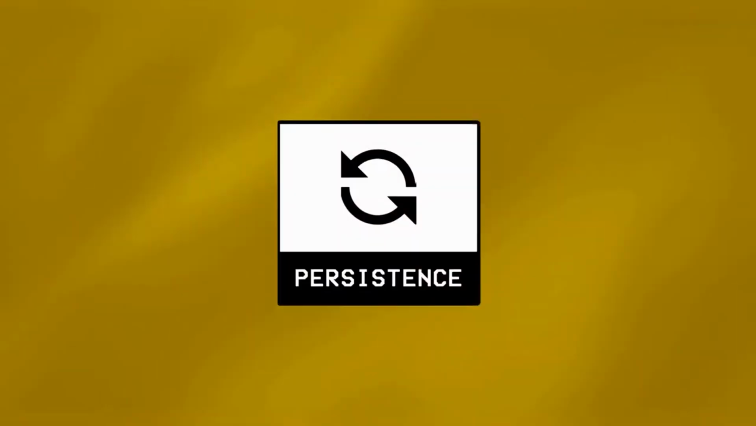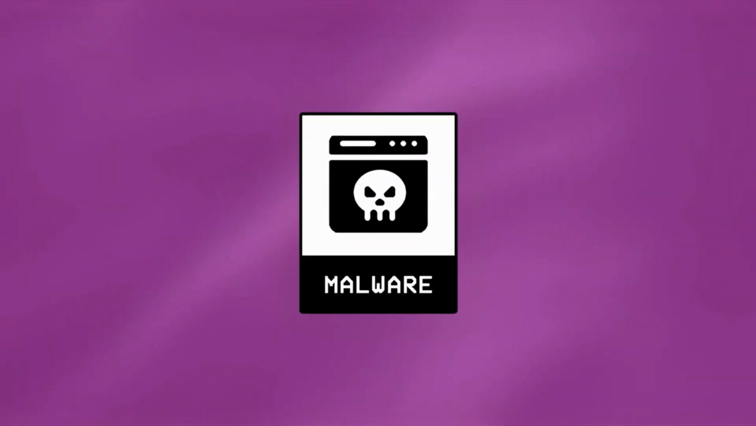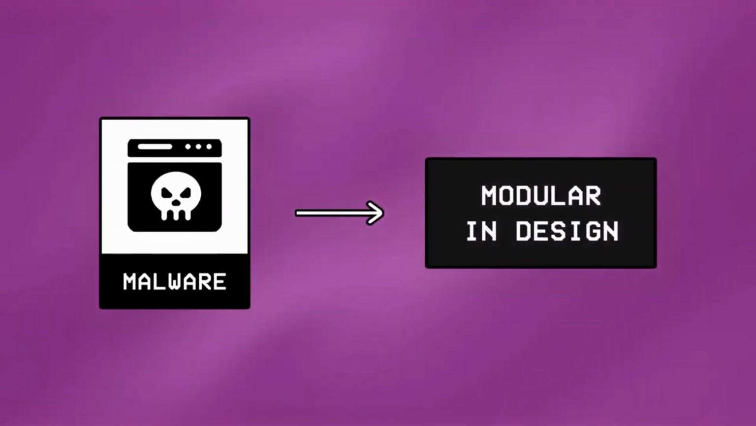Now while there are dozens of other techniques we're not gonna cover, the main purpose of adding persistence to a malware is either long-term control or espionage. Chapter number 4, making a malware modular. Speaking of long-term control, you should also know that hackers often make their malware modular in design, which means it may contain more than one payload or dropper.